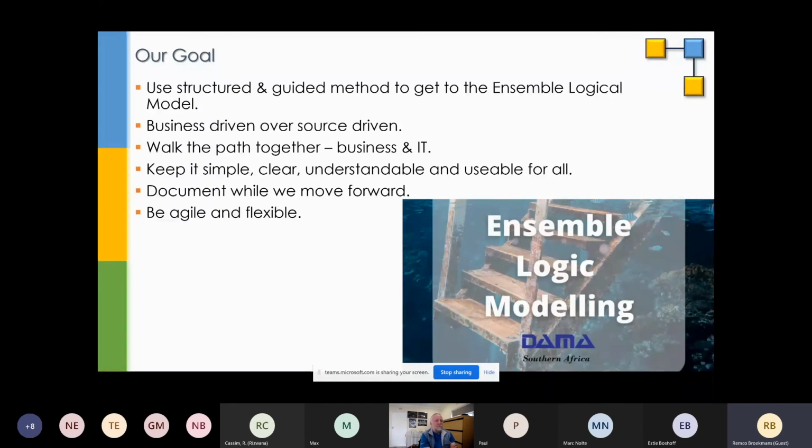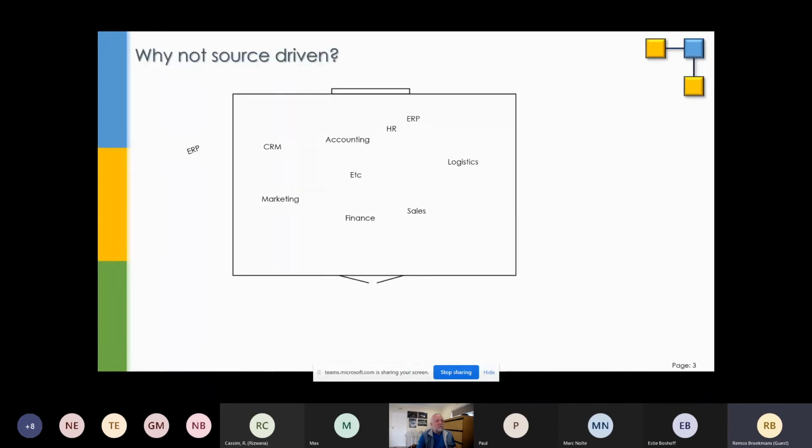Yeah. Also, don't boil the ocean. Of course, be agile, be flexible. Start with a simple area of concern, a subject area. Start there and move from there. I think that's no new thing to go forward.